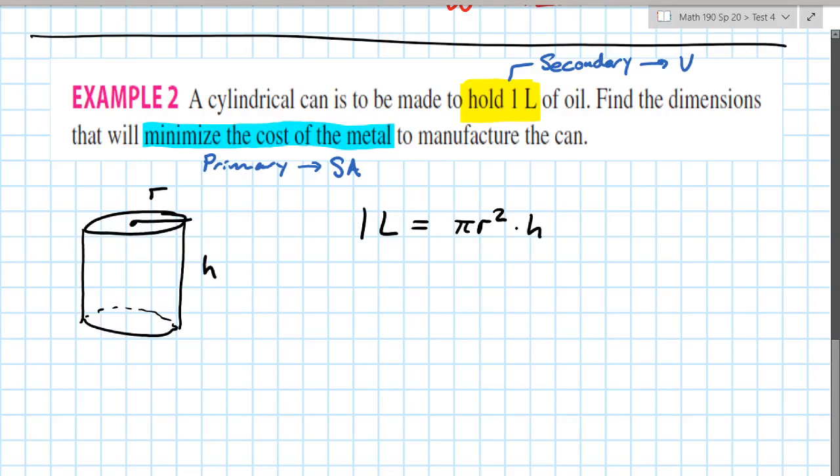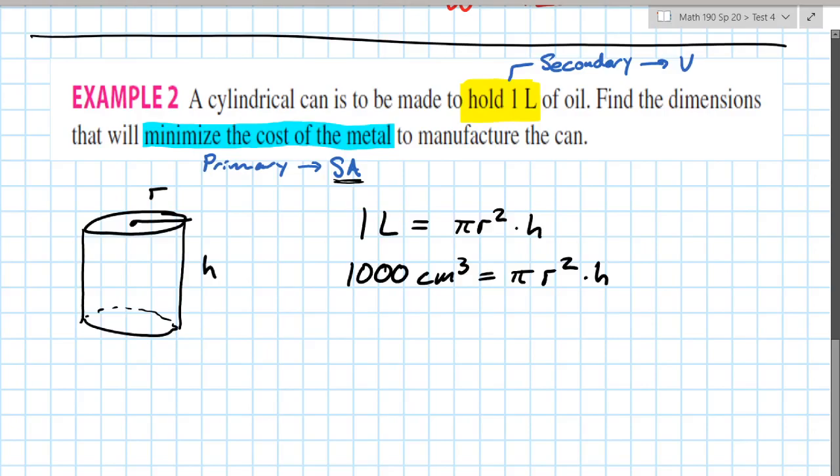Now 1 liter isn't a very convenient unit to work with. We would be better off with 1,000 cubic centimeters. Since centimeters are linear distance, centimeters squared would be area. That's going to be our surface area. It's going to be centimeters squared, and volume will be centimeters cubed. This will be more convenient to work with.